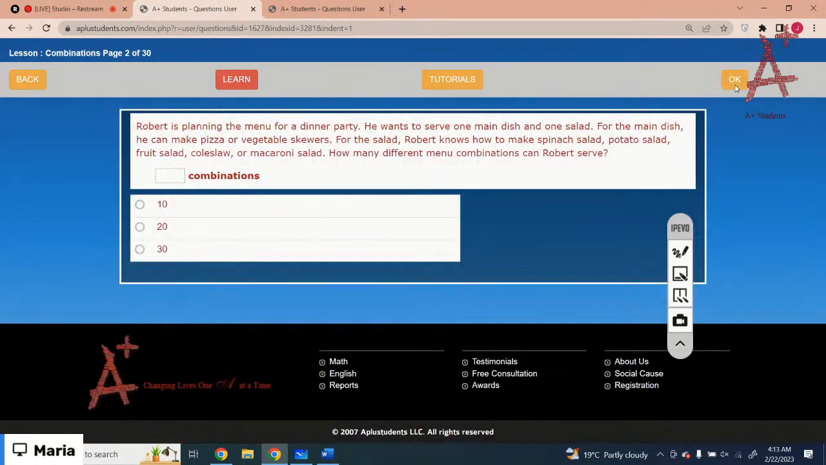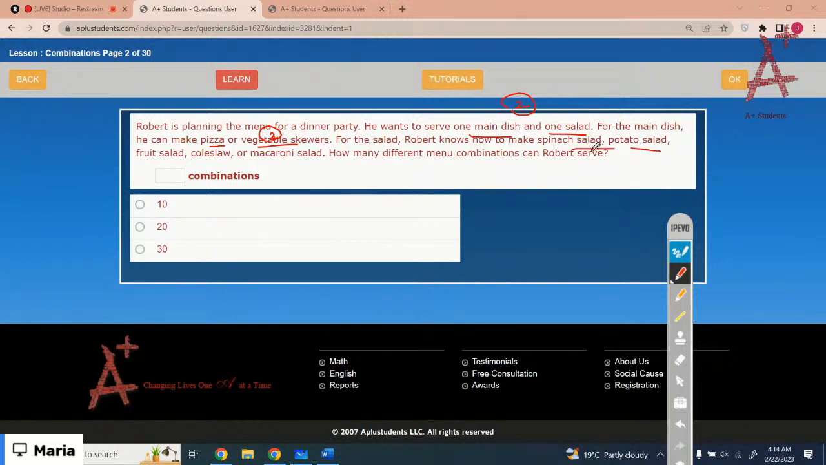Okay, the next one is Robert is planning the menu for a dinner party. He wants to serve one main dish and one salad. For main dish, he can make pizza or vegetable squares. Again, two options. For salad, Robert knows how to make Spanish salad, potato salad, fruit salad, coleslaw, and macaroni. One, two, three, four, five options. How many different menu combinations can Robert serve? So you have to do two times five. Got it?